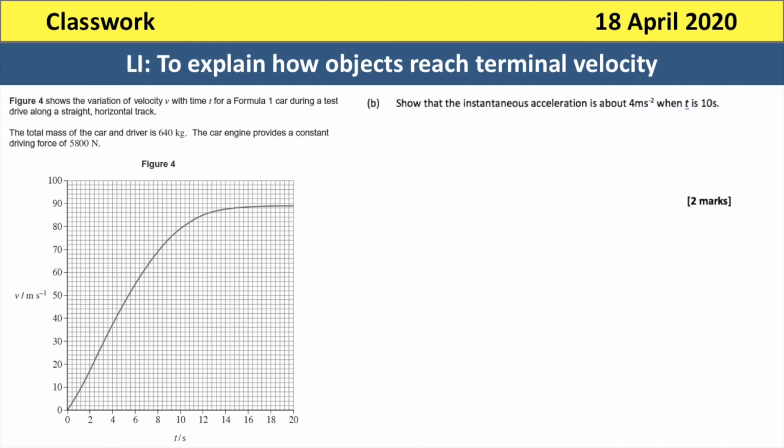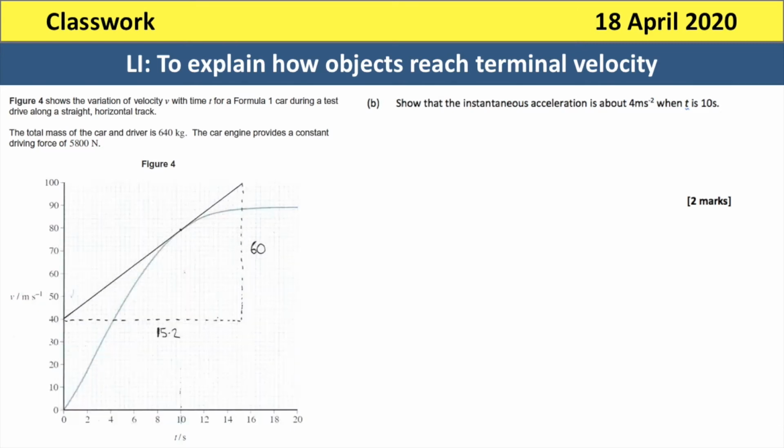Part B. Show that the instantaneous acceleration is about 4 meters per second squared when t is 10 seconds. Now, instantaneous means at that exact moment in time. So it means what is the acceleration, or show that the acceleration is 4 meters per second squared at exactly 10 seconds. Now, as you know, acceleration is the gradient of a velocity time graph. But to work out this gradient, we need to draw a tangent line because it is not a straight line.